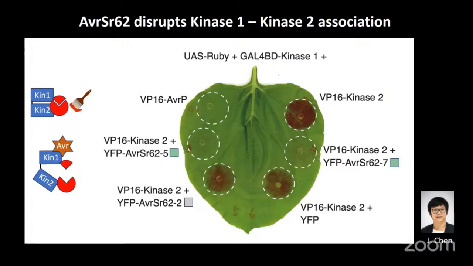So to recapitulate, in the resting state, kinase 1 and kinase 2 are interacting, and that interaction is lost when you add a functional effector. But the interaction is not lost when you add a non-functional effector, as shown at 7 o'clock in the leaf.